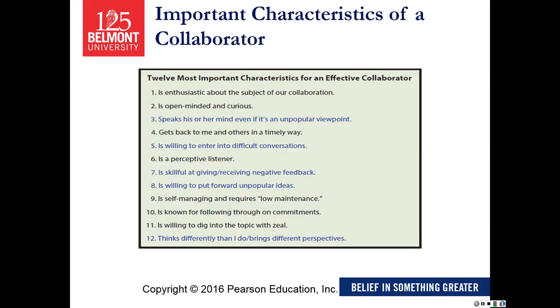So let's talk about some more characteristics of a collaborator. So we've talked about the purpose of collaboration, what type of decisions we can make, the 3 different levels, and now let's talk about the characteristics of a collaborator. The most effective collaborator is always enthusiastic about the subject. We know in real life there's not too many things that really enthuse us. But when you're in a collaborative environment, it really helps the team if you can be somewhat excited about the topic and engaged.